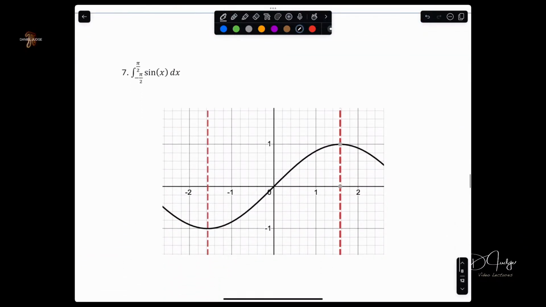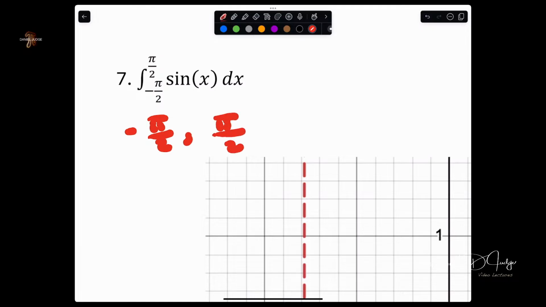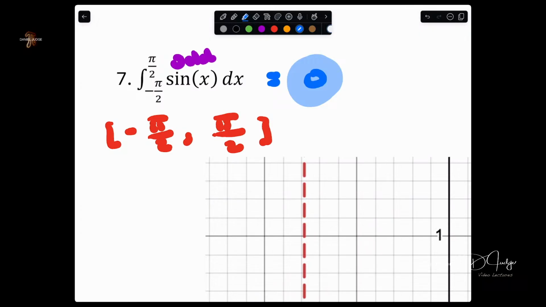Compare that example for the symmetric interval of negative pi over 2 to positive pi over 2. Recall that the sine function is an odd function. So we know that this area will equal 0. There's no integration we need to perform, just the knowledge that we have an odd function over a symmetric interval.